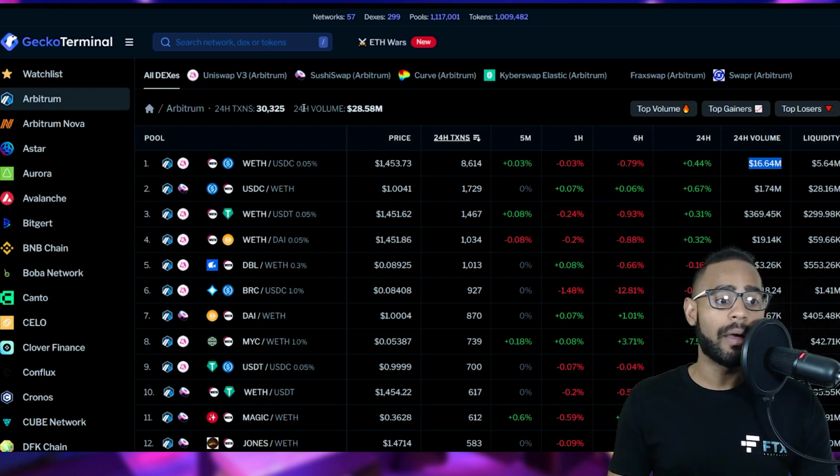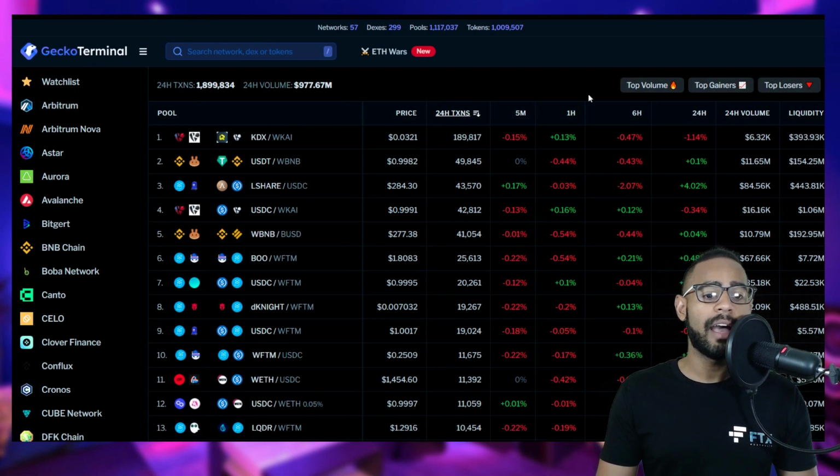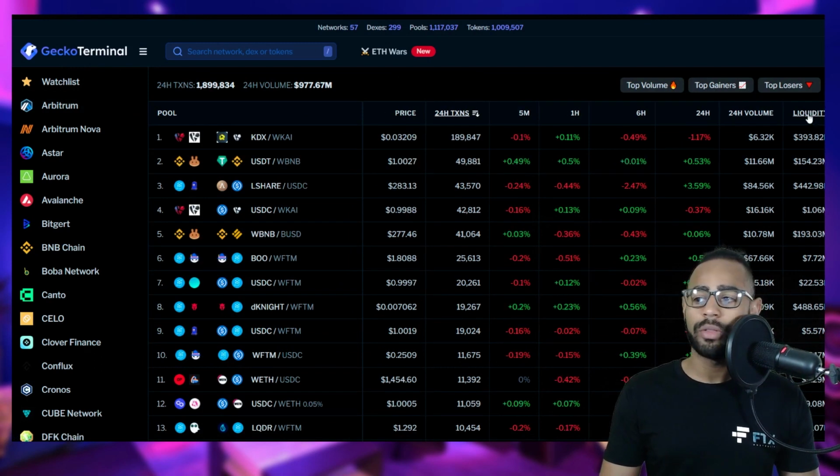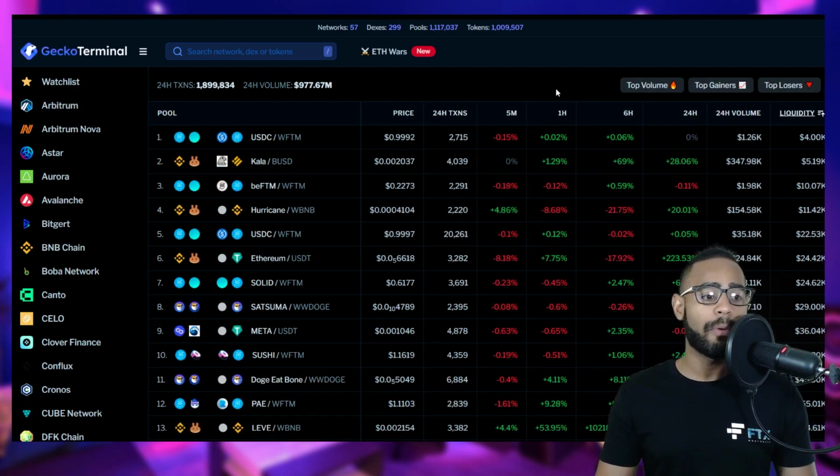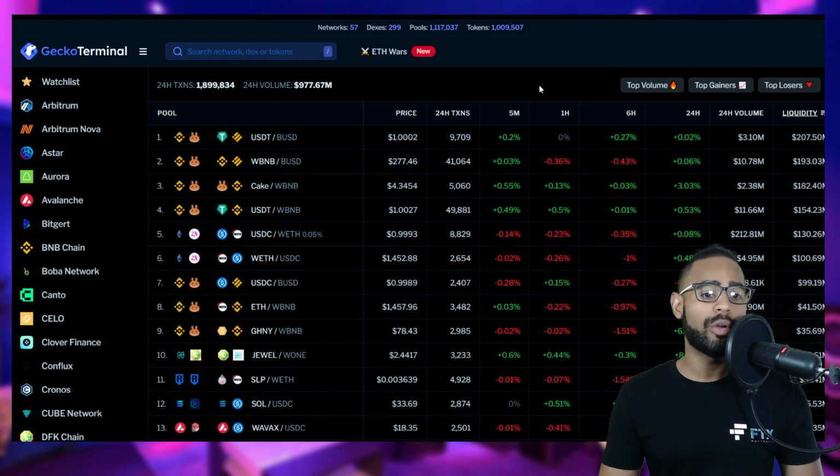You can filter by the different dexes on Arbitrum itself, but let's go ahead and look at the overall crypto market. Click on the home page. And now we can see, we can go click on liquidity on the top right. These are the protocols with the highest liquidity in the entire GeckoTerminal infrastructure, who they're monitoring.